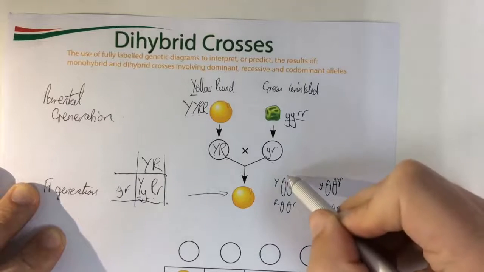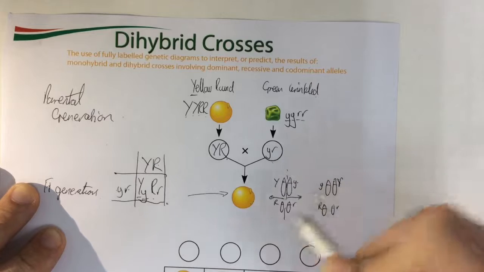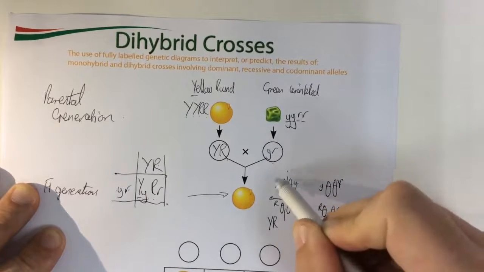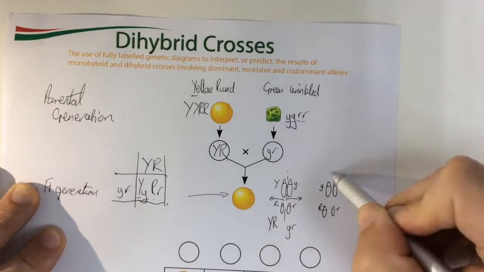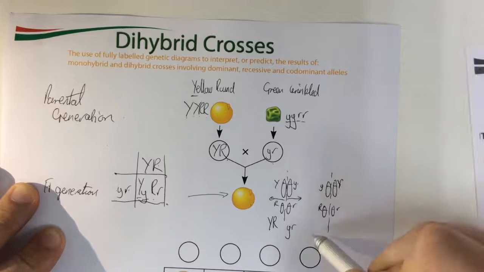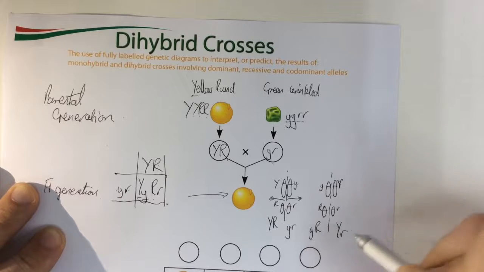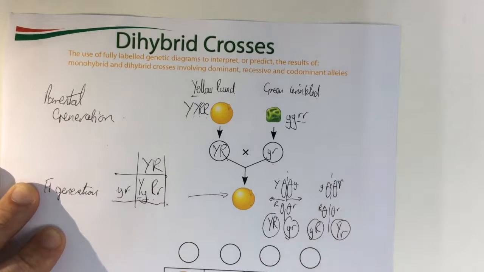So what are our possibilities then? During meiosis, when these get separated to either side of the cell to produce the gametes, we end up getting big Y and big R, these guys, and then these two coming together as little y, little r, and then this possibility would be little y and big R, and this possibility is big Y, little r. So four different gametes are produced because of independent assortment.